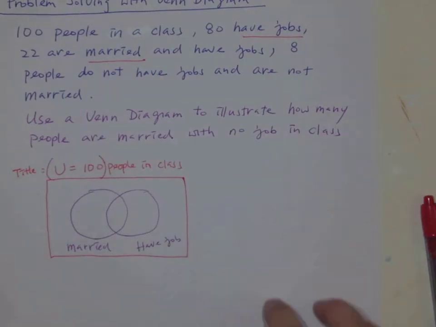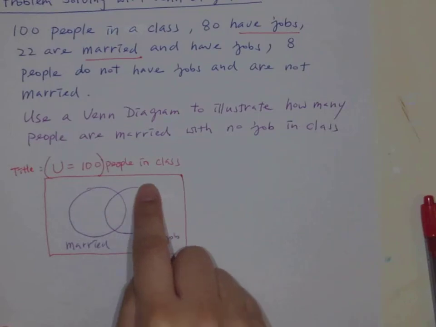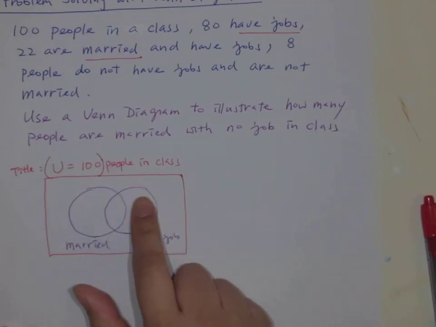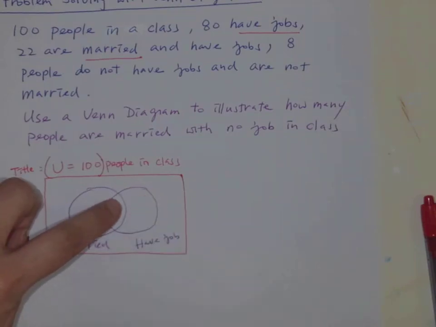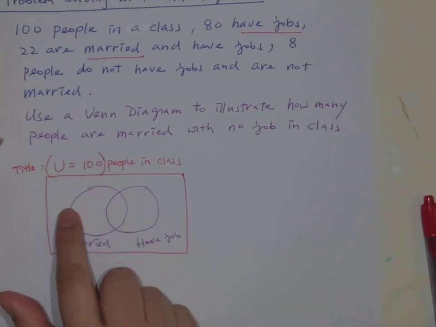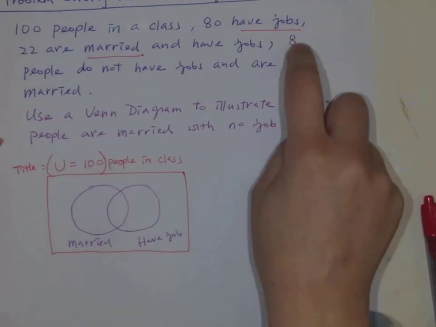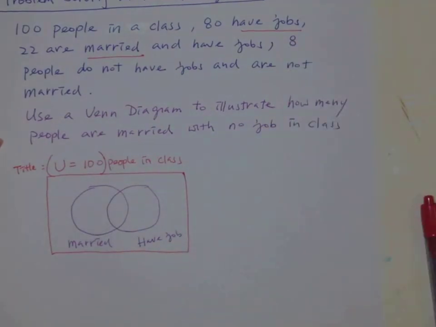And when you solve this on the test, make sure you show the steps also. So 80 have jobs, meaning the whole circle here, including 80 people. Some of them just have jobs but are not married. Some of them have jobs and are married, right? And then 22 are married. So I mean this whole circle, you have 22 people. And 8 people do not have jobs and are not married. So if it's no job, not married, then 8 should go where? So if they don't have jobs and are not married, then the 8 need to go outside, right?